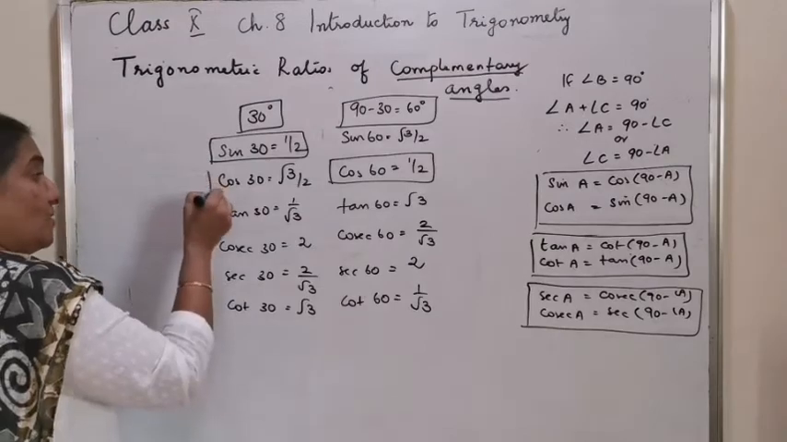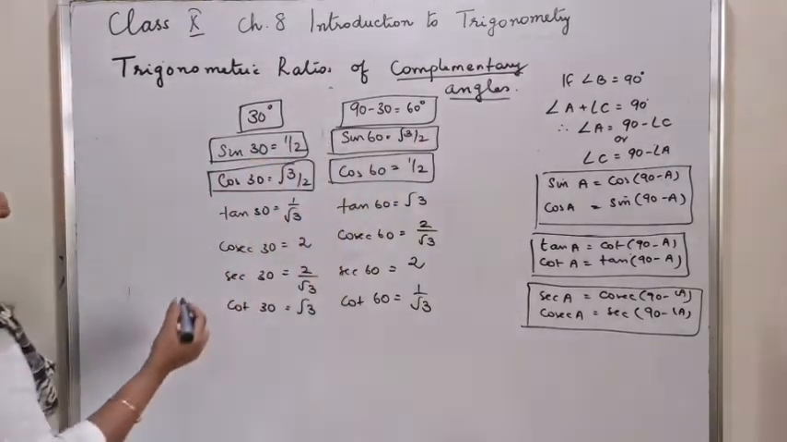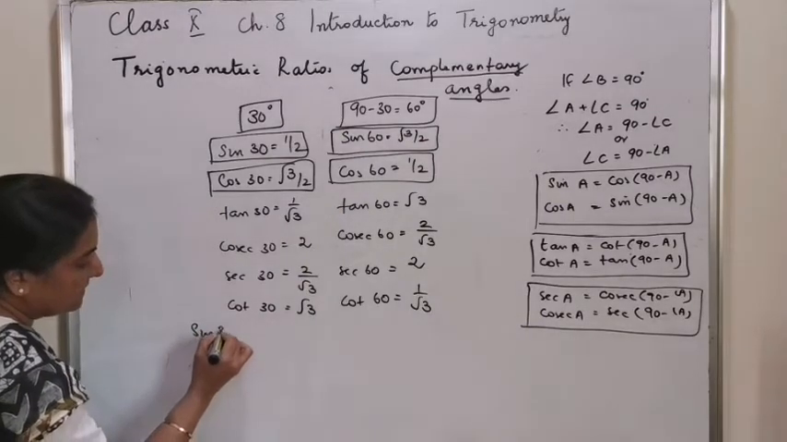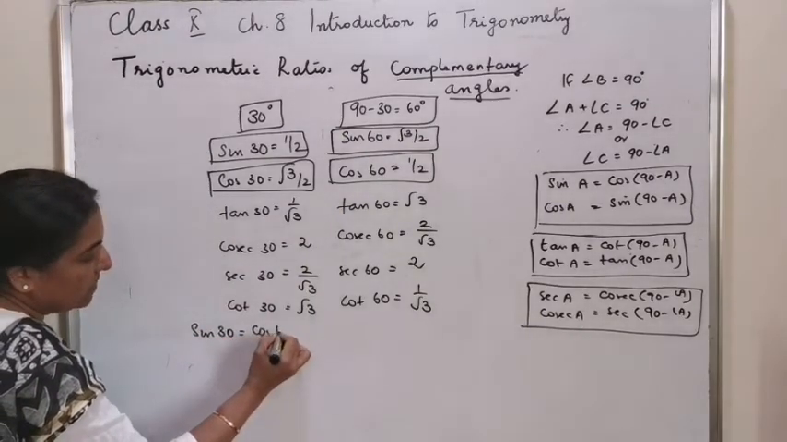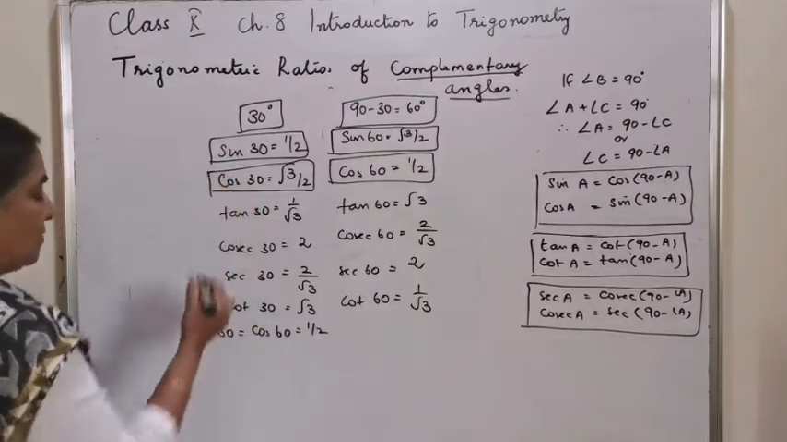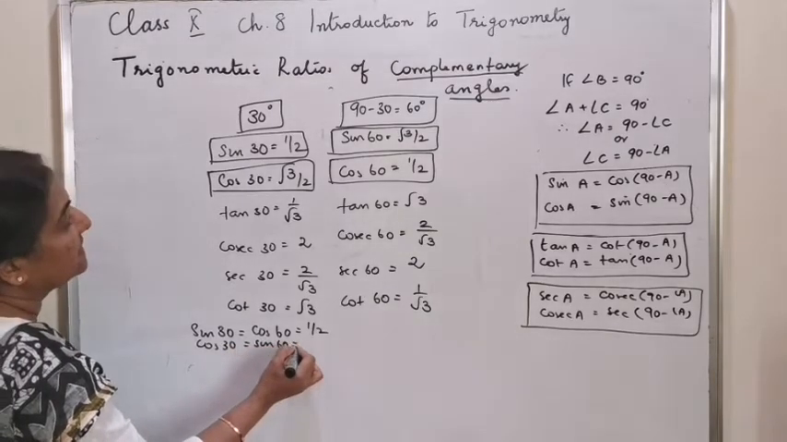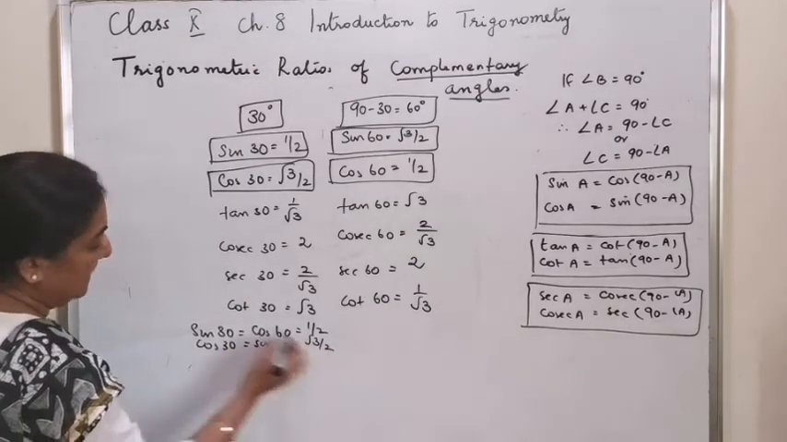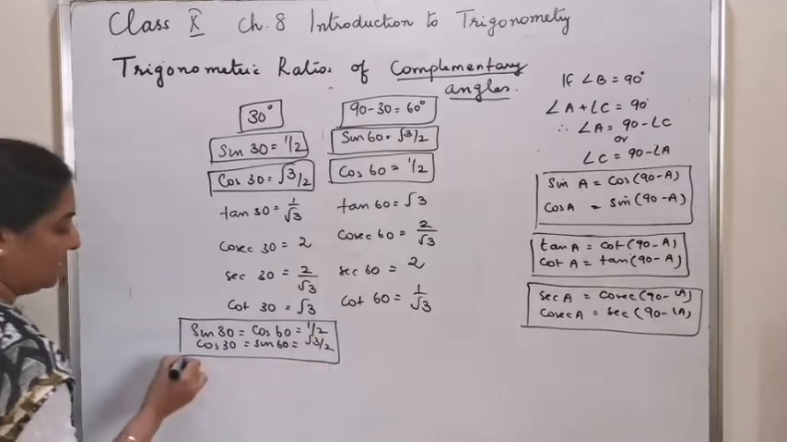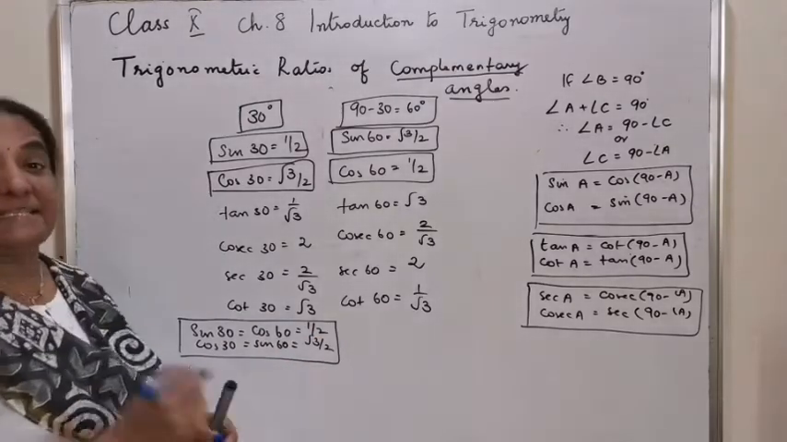At the same time, cos 30 and sin 60. You can see here, sin 30 is equal to cos 60 is equal to half, and cos 30 is equal to sin 60 is equal to root 3 by 2, the first pair of complementary angles. Similarly, what is the second pair?